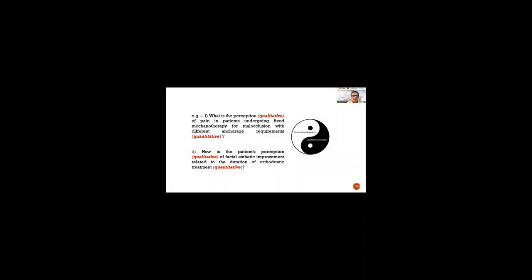Now, let's look at an example. What is the perception of pain in patients undergoing fixed mechanotherapy for malocclusion with different anchorage requirements? So the perception is qualitative, and anchorage requirement is quantitative. Similarly, how is the patient's perception of facial aesthetics improvement related to the duration of orthodontic treatment? So, qualitative and quantitative aspects have been added to a mixed question.